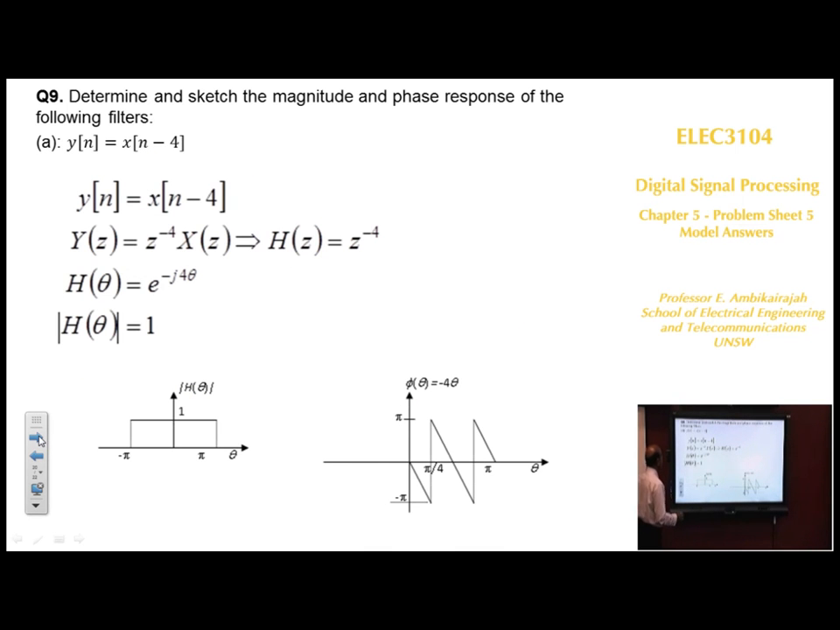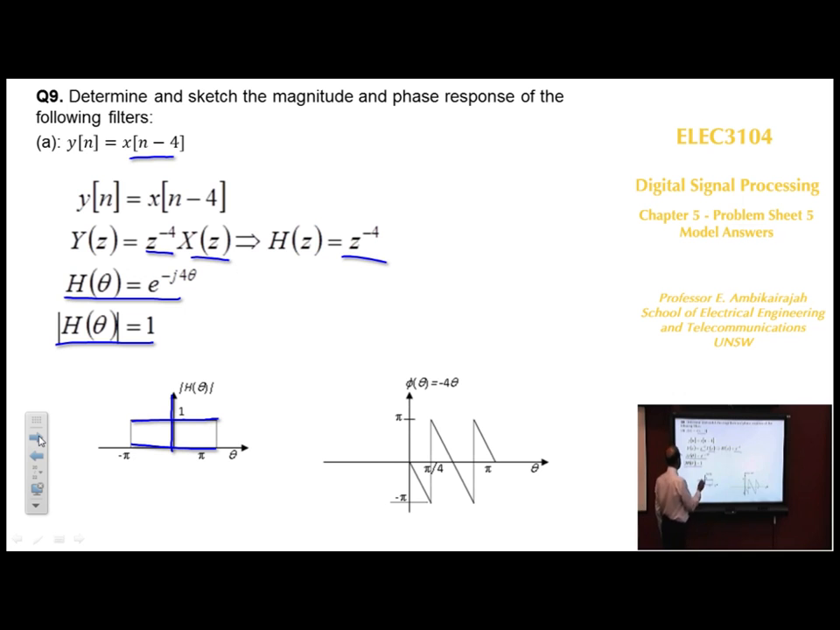The last question of this one is x minus 4. So z to the minus 4 times x. So z to the minus 4 is just a delay. So it's going to be a general response. It's going to be 1. And the modulus of that is 1.